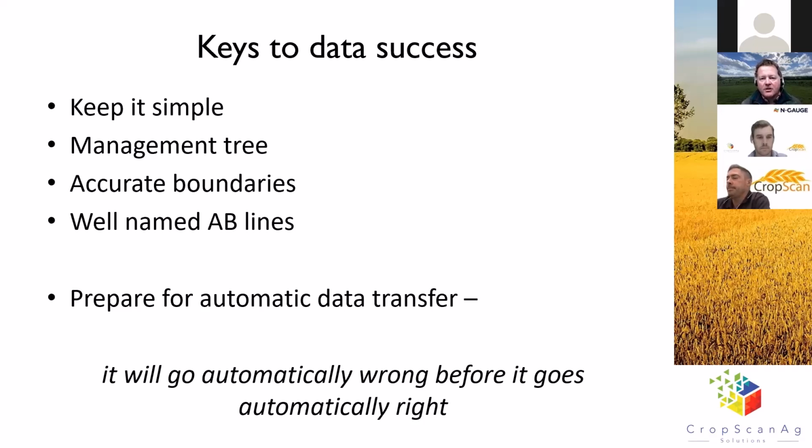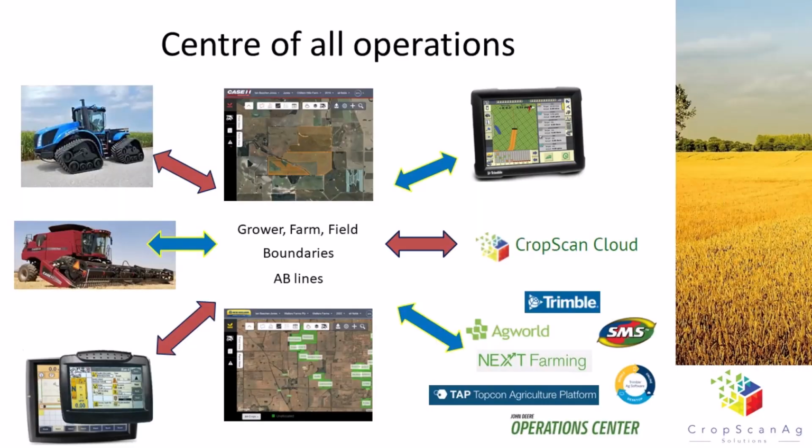Accurate boundaries are really, really important and will become ever more so, as well as well-named A/B lines, and making sure that they're correctly set up. Prepare well for automatic data transfer, because I can almost guarantee it will go automatically wrong before it'll go automatically right. So let's take the pain away from that by getting our housekeeping organized from there.